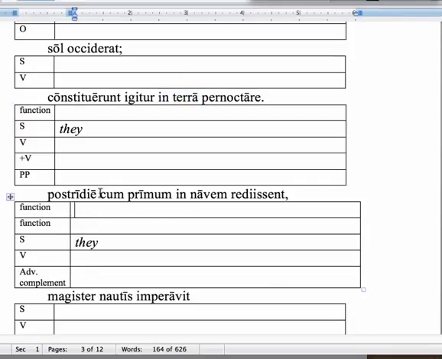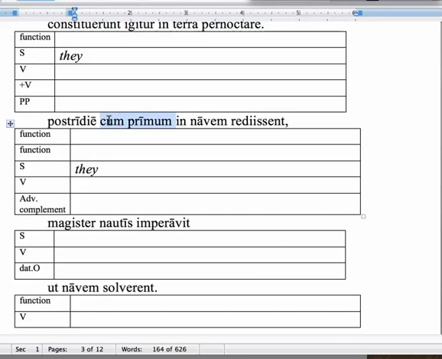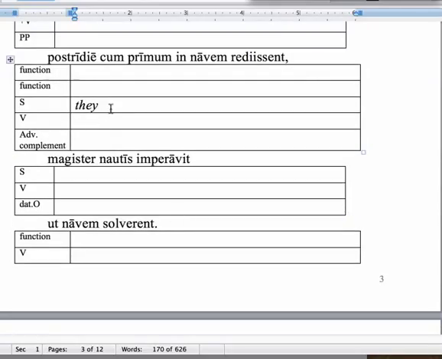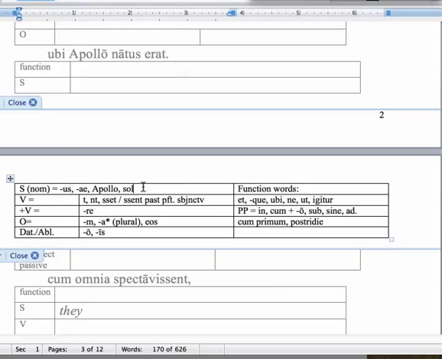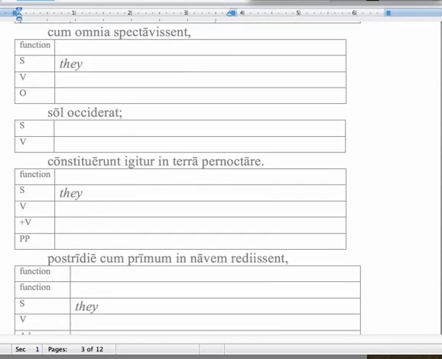First function word in this one is postero die, next day. Then the phrase cum primum, as soon as possible. Then rediissent, past perfect, they had returned, and then where they had returned to. In Latin, prepositional phrase. In English, an adverbial complement. Okay. Completing the thought of they had returned. Magister is the subject. I should put that up here too, I suppose. Magister is a subject form of skipper.